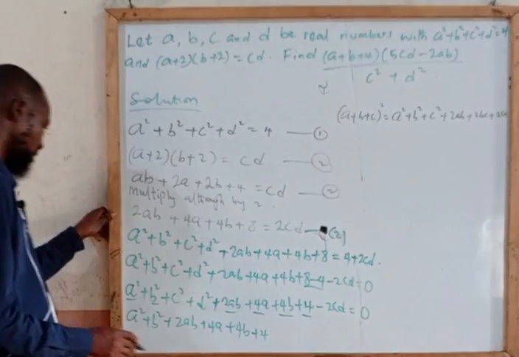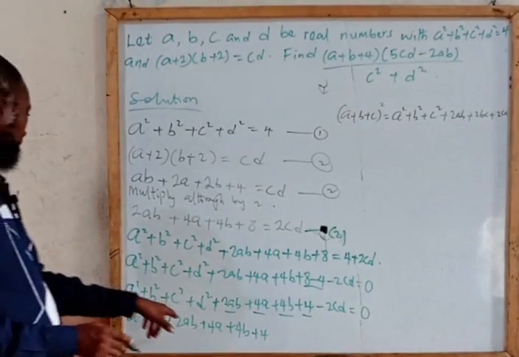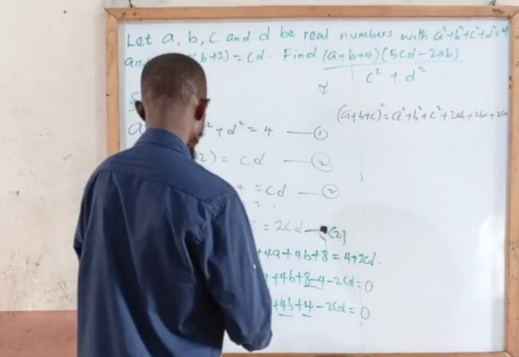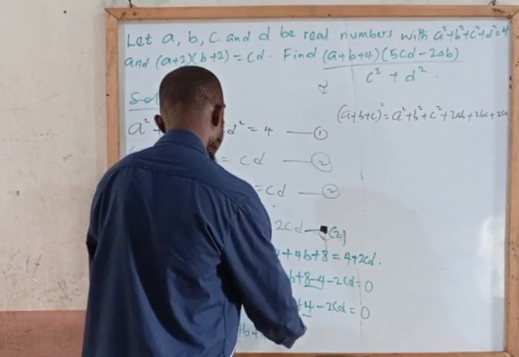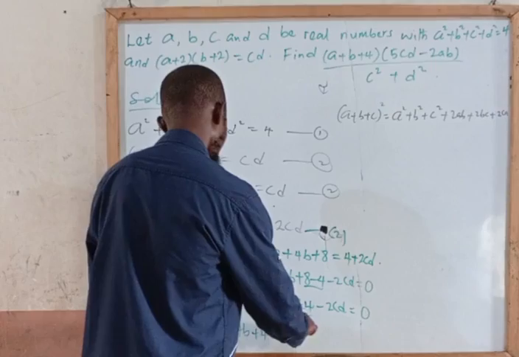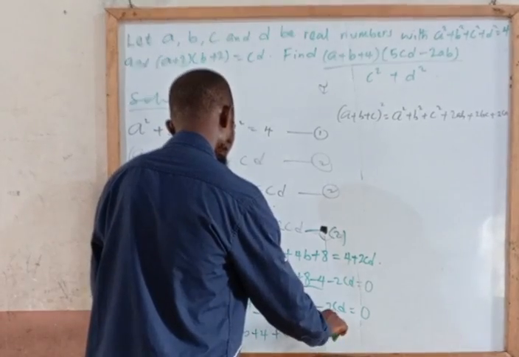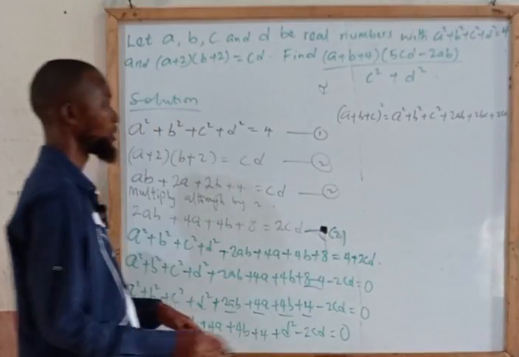So I've used all this, so I'm now left with d squared. So I can now say plus d squared minus 2cd is equal to 0.